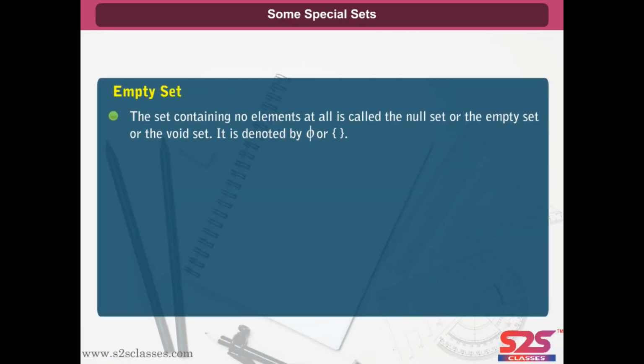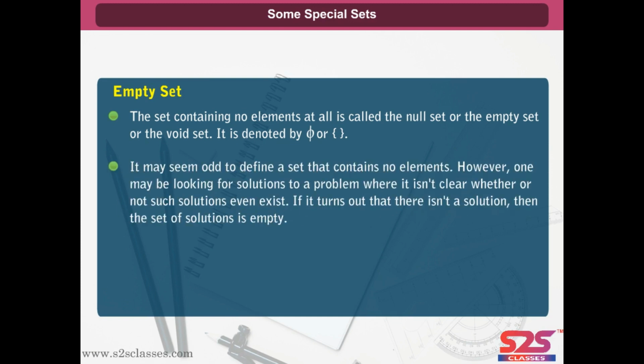Empty set. The set containing no elements at all is called the null set, the empty set, or the void set. It is denoted by phi or curly brackets. It may seem odd to define a set that contains no elements. However, one may be looking for solutions to a problem where it isn't clear whether or not such solutions even exist. If it turns out that there isn't a solution, then the set of solutions is empty.